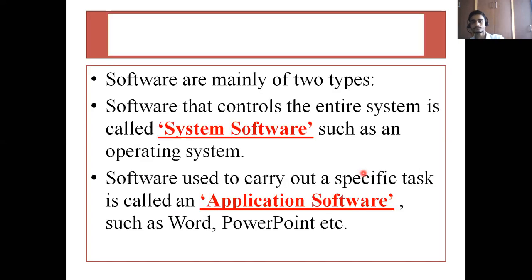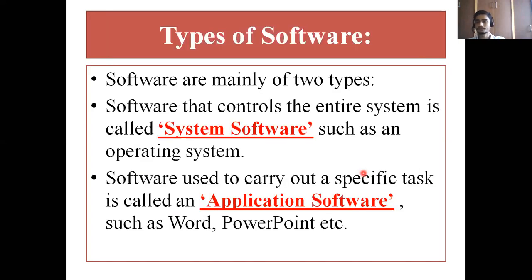Okay, so types of software, there are mainly two types of software. Which are they? Software that controls the entire system is called system software. So here we can guess the very first type of software, whose name is system software.